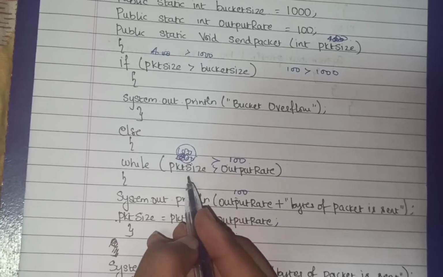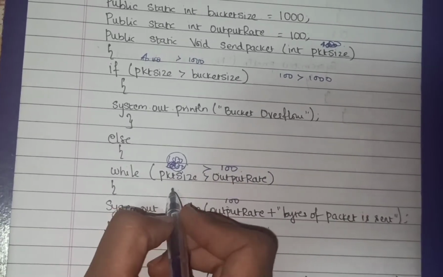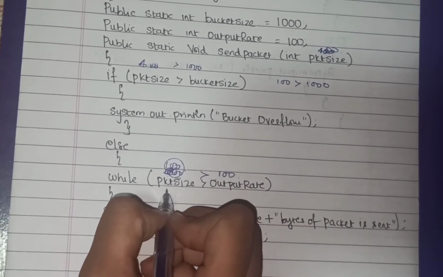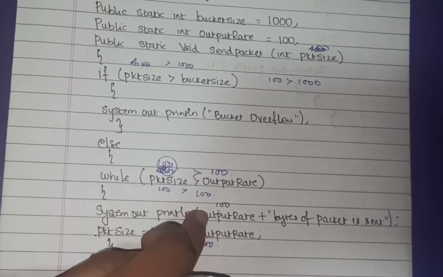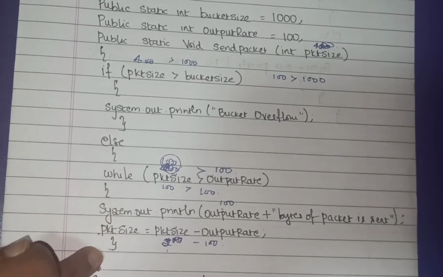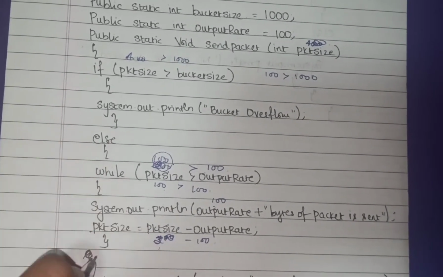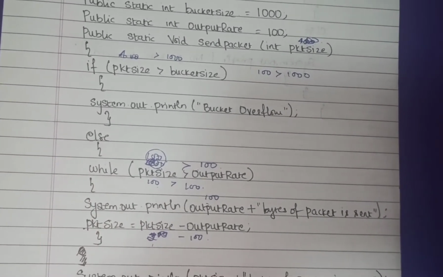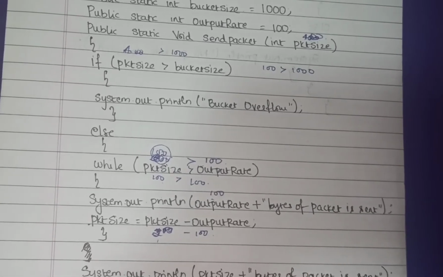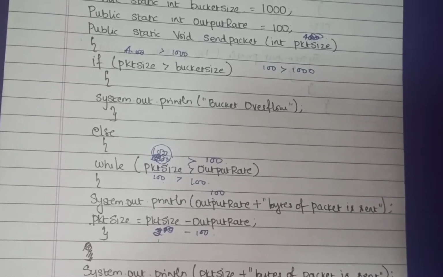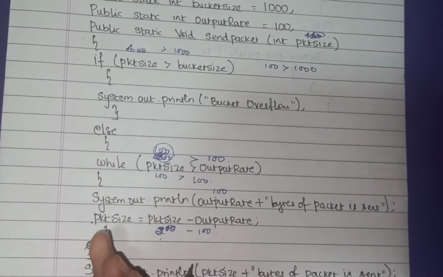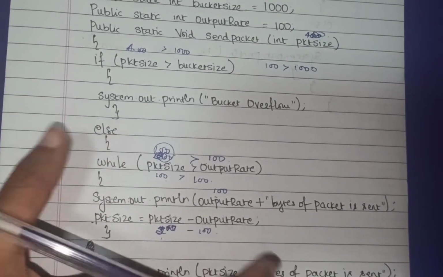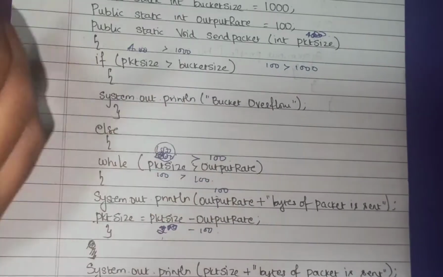Here you will have the while loop. You will check the packet size. What is the packet size we've taken? It is 100. Is 100 greater than 100, the output rate? It is not true, so you won't be executing the while loop. Instead, you'll come out of the else and execute the last print statement, that is, 100 bytes of packet is sent. Since the output rate is also 100 and the packet size is only 100, it will be sent in one go.